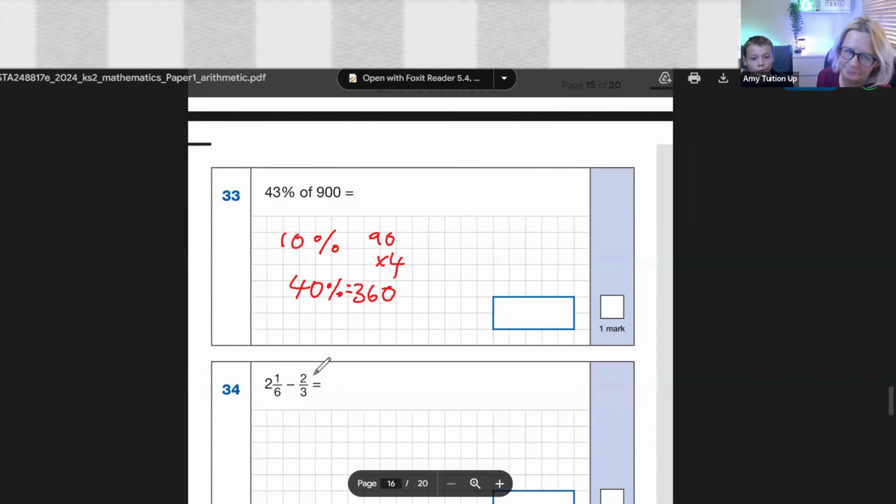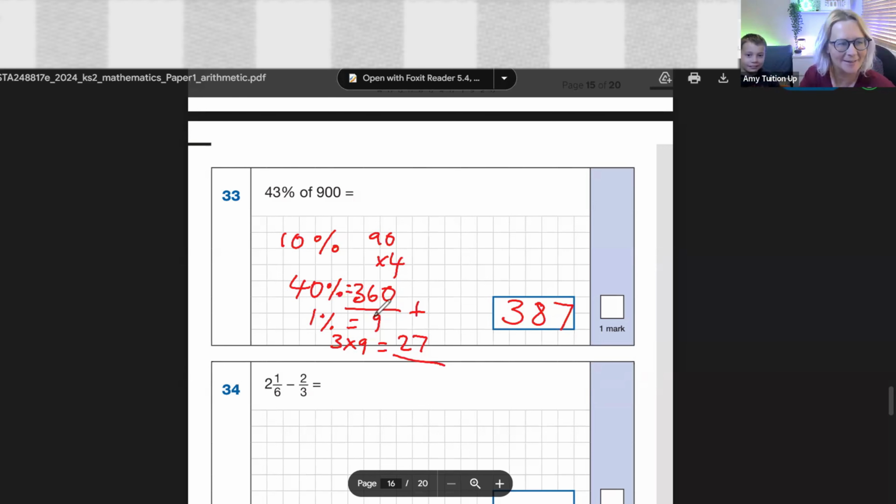And then we could find 1%, which would be 9. And then 3 times 9 is 27. And then 27 add 360 is 387. High five. No. It's correct. How? Oh, high five. You have me looking at the answers there. Yeah. Cool.